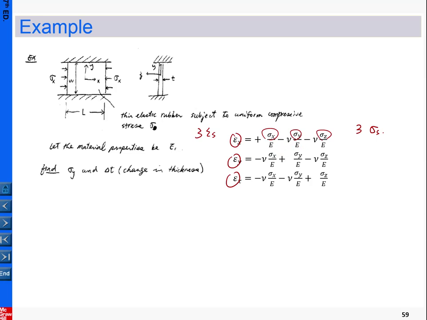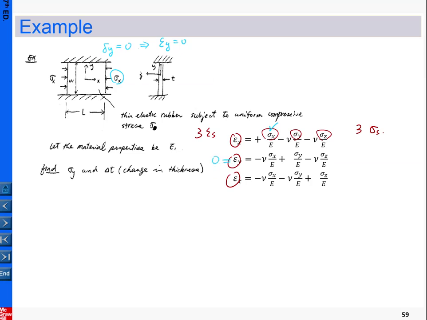So the first one, let me change to a different color. Here sigma x is given. You can see that it is compressive, so basically sigma x is in nature a negative number, but here we are using the symbol here. So that's the first one. Then the second one: you can see in the y direction there is no deformation. In the y direction, the deformation delta y equals 0, indicating that epsilon y equals 0.